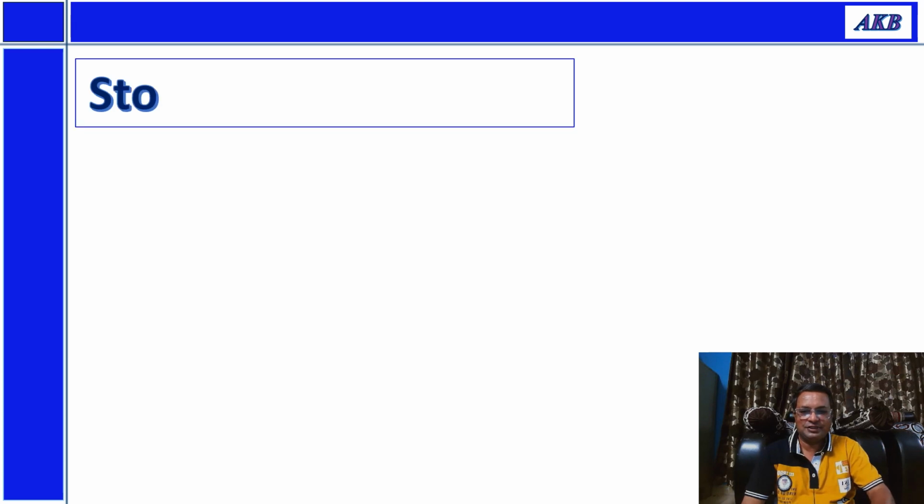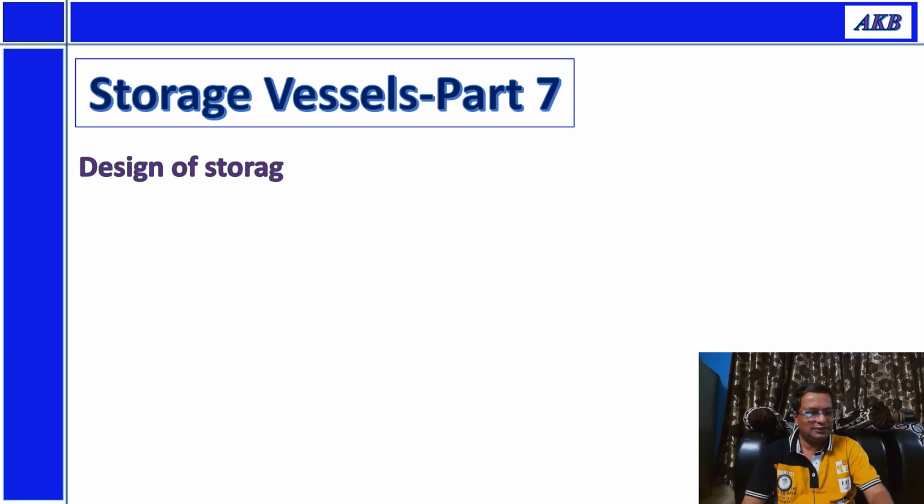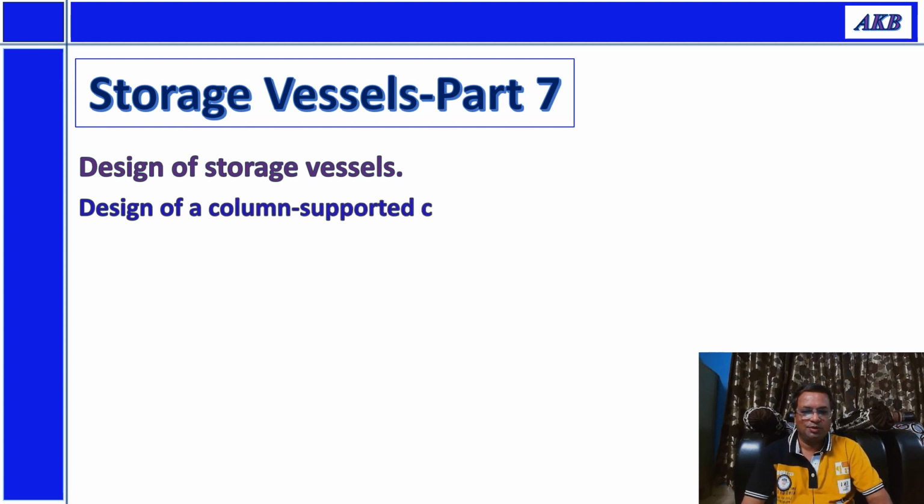Today I'll be discussing design of column supported roof for a vertical cylindrical storage vessel. So this is continuation of my discussion on design of storage vessels. In general, this is part 7 of my discussions on storage vessels.